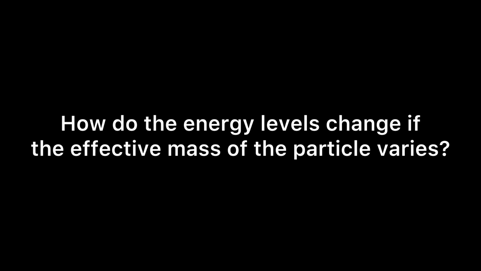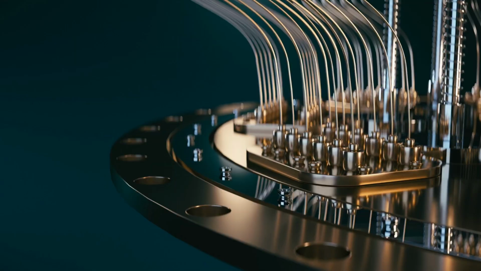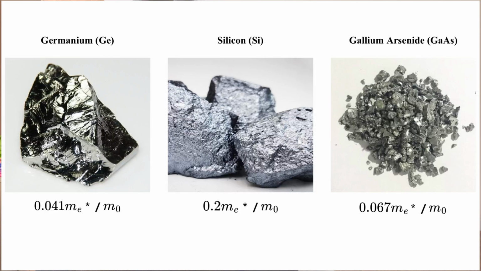3. Influence of effective mass. How do the energy levels change if the effective mass of the particle varies? In quantum mechanics, the energy level is modified by the effective mass of a particle, in this case the semiconductor material. Here we used 3 different semiconductors, which were germanium, silicon, and gallium arsenide, and we made a plot in MATLAB to see how these values of the energy levels change.